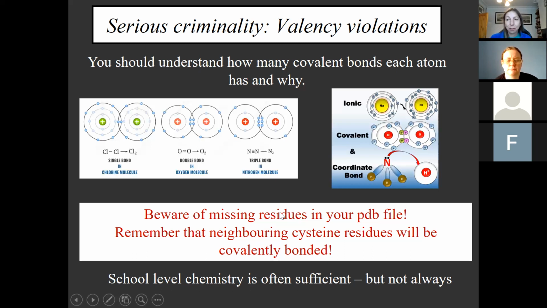And the other thing that you need to remember is that if you've got cysteine residues, and they're really nearby in your structure, they'll probably need to be covalently bonded. Depending on what simulation software you're using, you might have to put that bond in by hand. In Amber, I put in that bond by hand. So you need to be careful of that too.